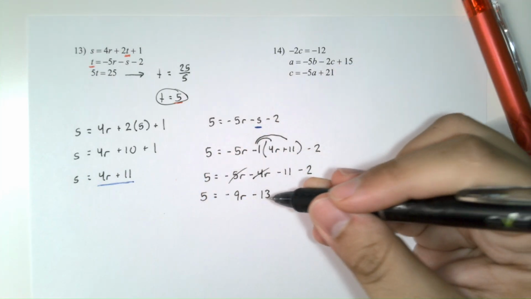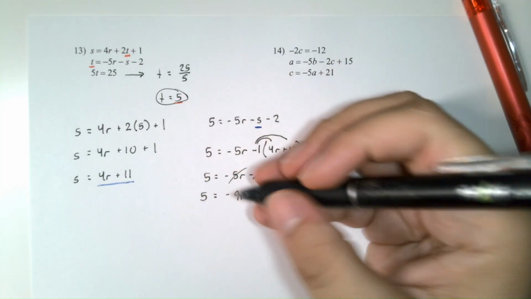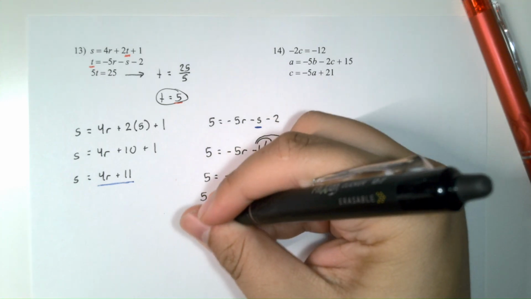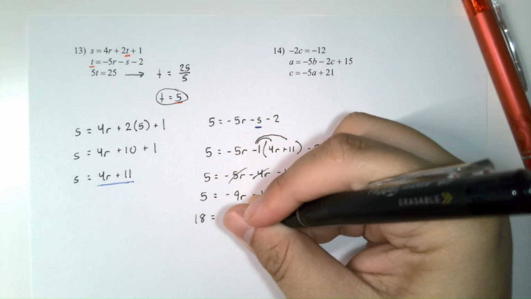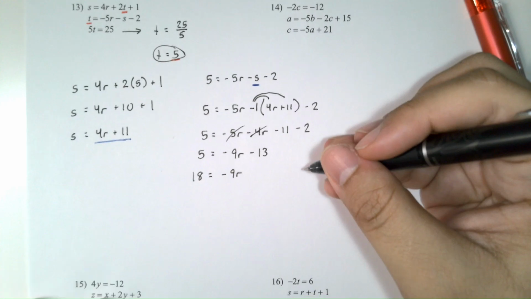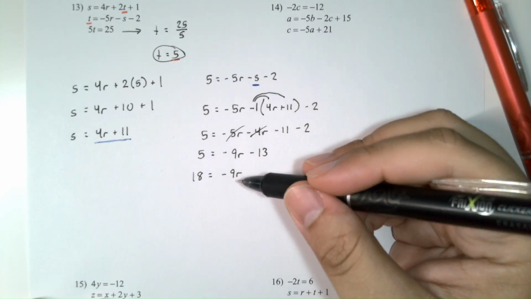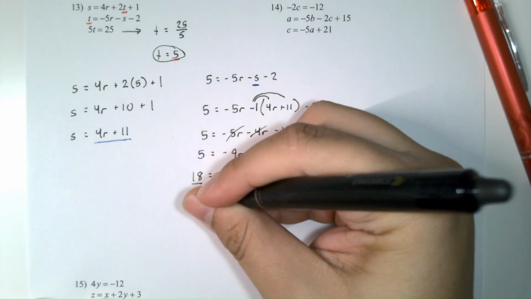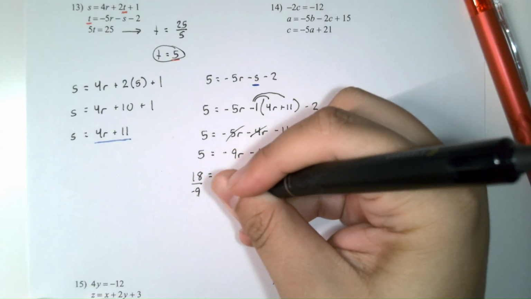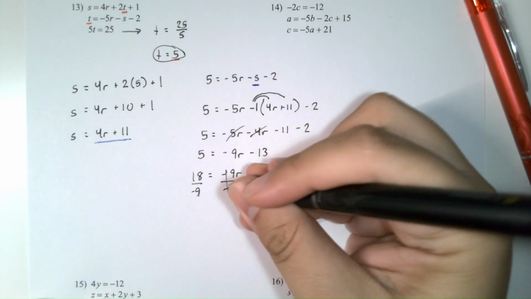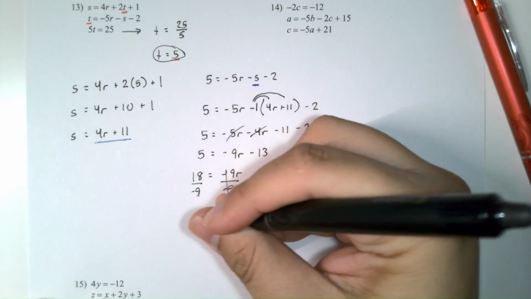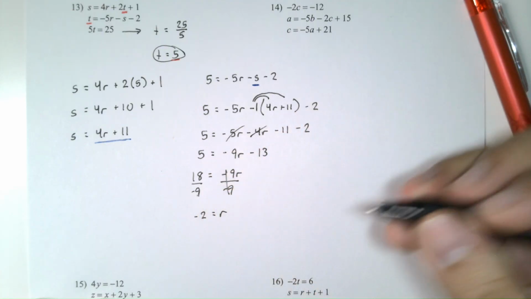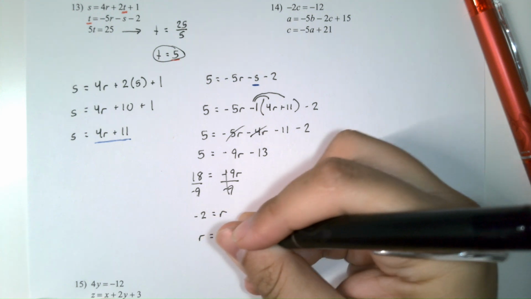If we add 13 to both sides, because we're still trying to get R by itself, that's going to be 18 is equal to negative 9R. And now all we have to do is divide by negative 9 on both sides. And if we divide by negative 9, that cancels. And 18 divided by negative 9 is going to give you negative 2 is equal to R. In other words, R is equal to negative 2.